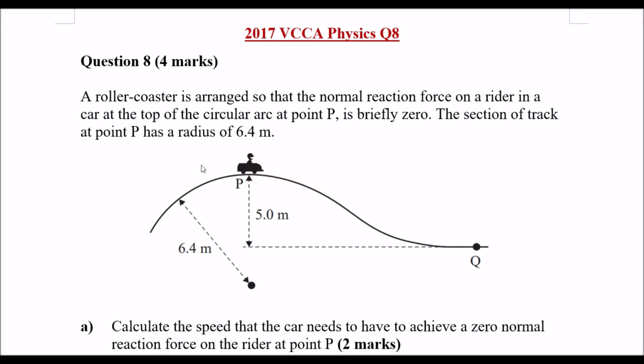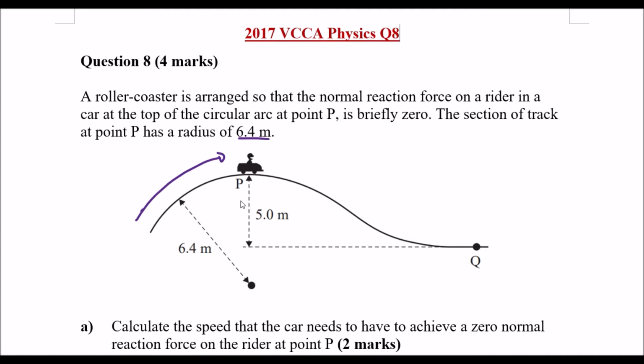The section of the track at point P has a radius of 6.4 meters. Calculate the speed that the car needs to have to achieve a zero normal force on the rider at point P. So the idea is, as the rider goes up on this roller coaster, there is no normal force at one particular point, let's say at the peak height. As you can see, the person is falling down.